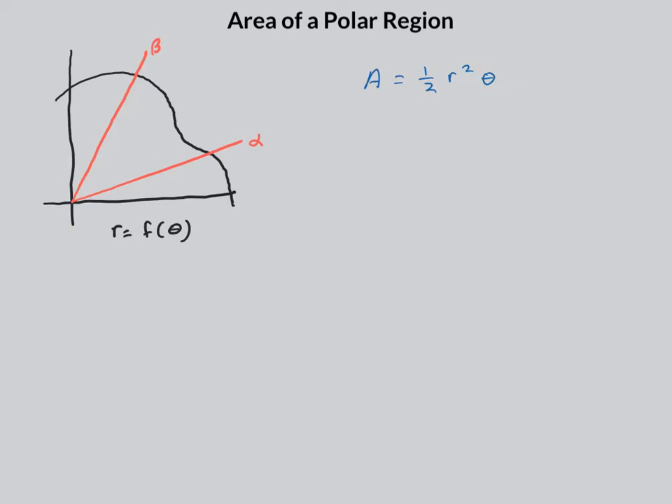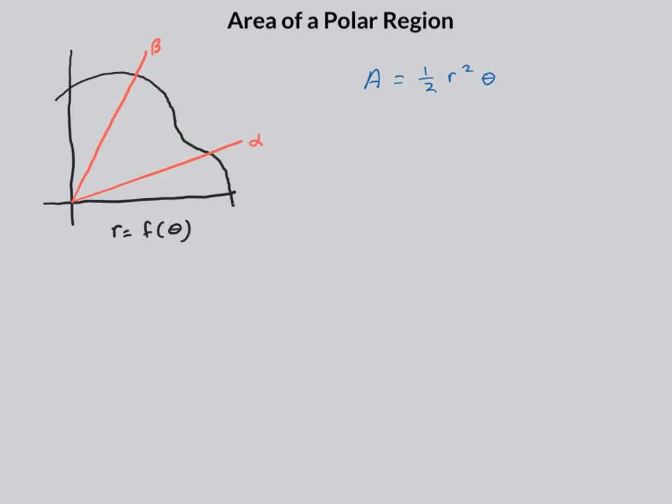So let's look at this. We have this polar curve here in black. The equation for it is r equals f of theta, where f is some function of theta. But what we want to do is find the area. We have alpha drawn here and beta drawn. We want to find this area between the curve and the polar axis. So I want to find the area of that region.